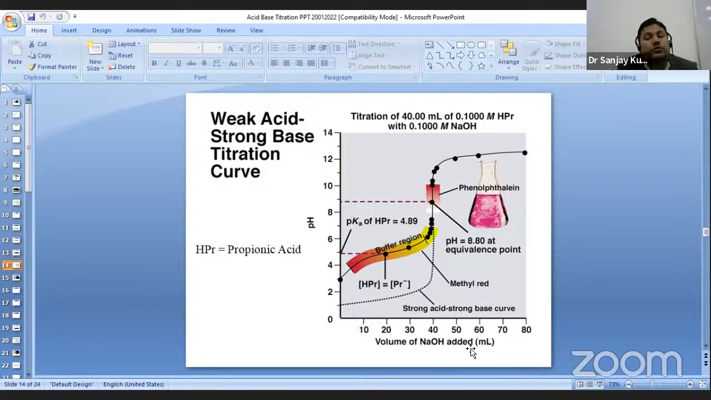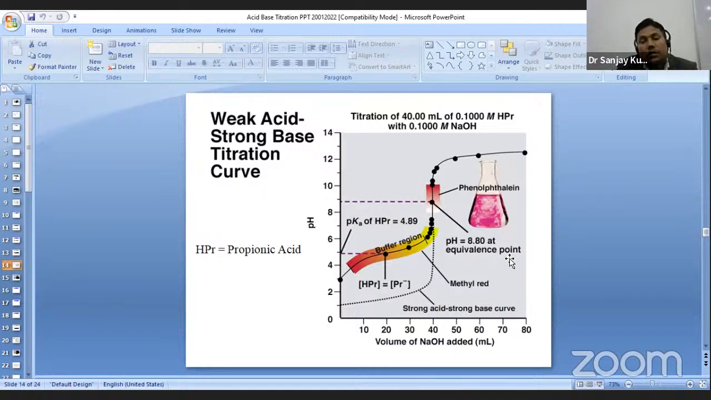Again, I am taking NaOH solution against pH, which I am going to perform again, and here 40 ml leads to neutralization. But as I already told you in the previous one, when a weak acid is titrated against a strong base, the pH will increase beyond 7. Here you can see the pH indicates 8.8.